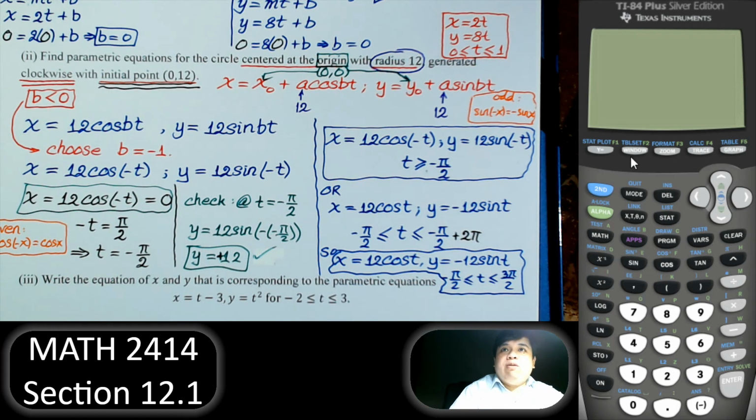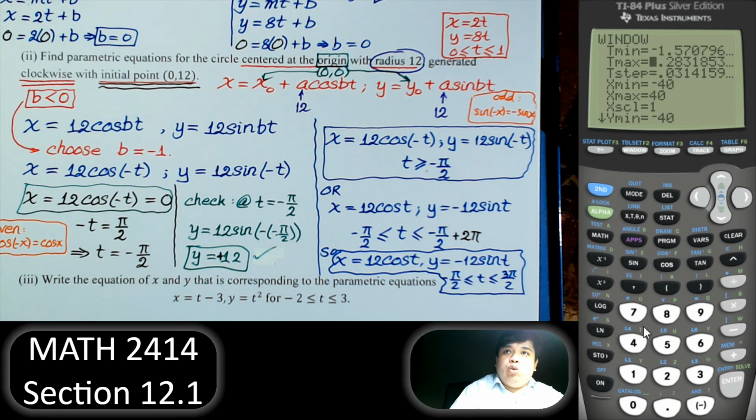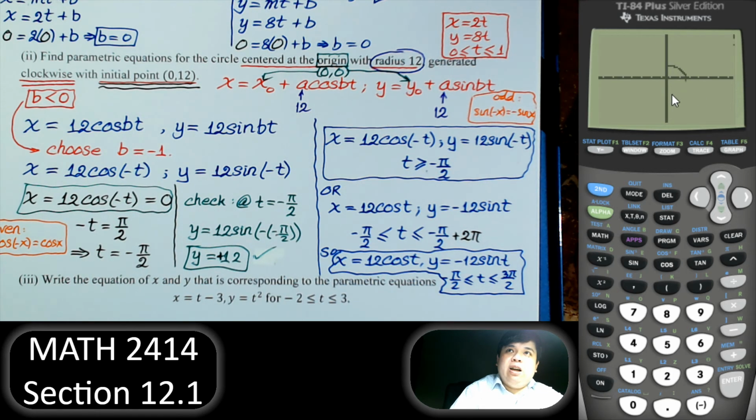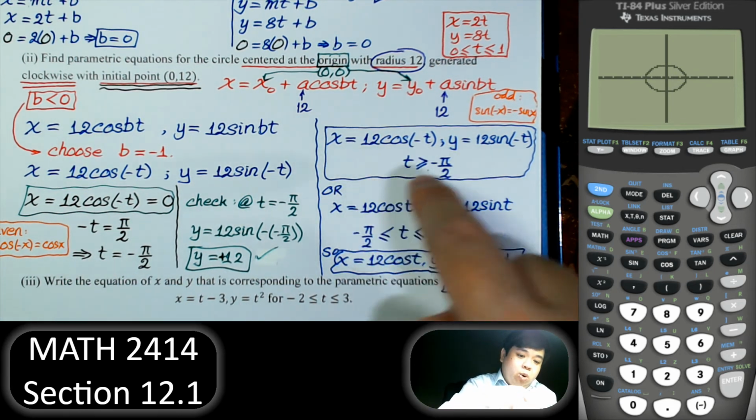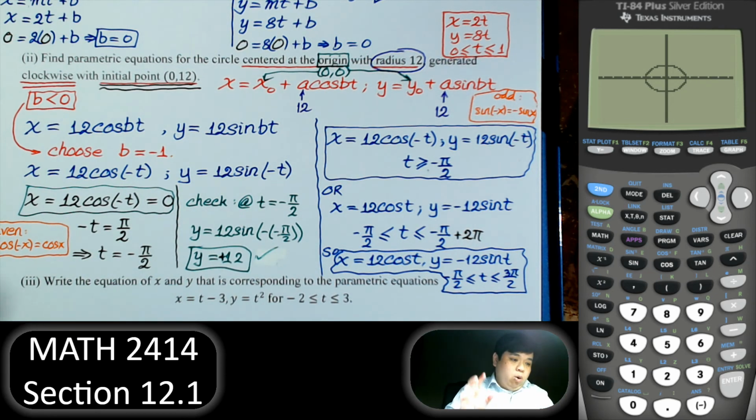So if we want to graph this perfectly, we will change the window. That goes from 3 pi over 2. And then when we graph, we start from there, and when it stops here, this one will stop. See? So that completes one revolution. Start from that point and go clockwise, exactly like what we have here.